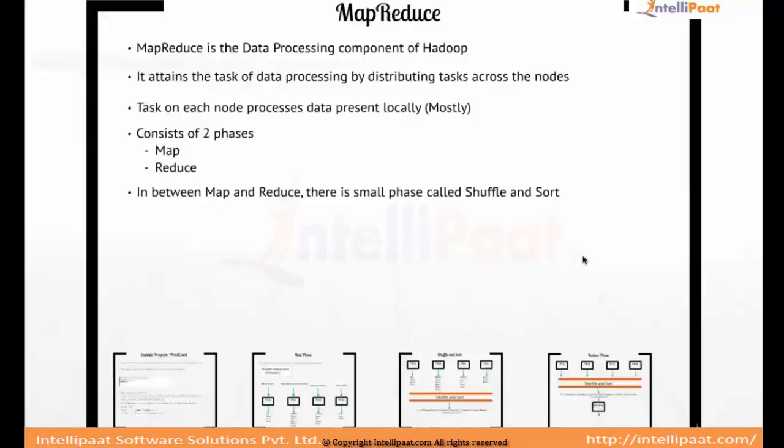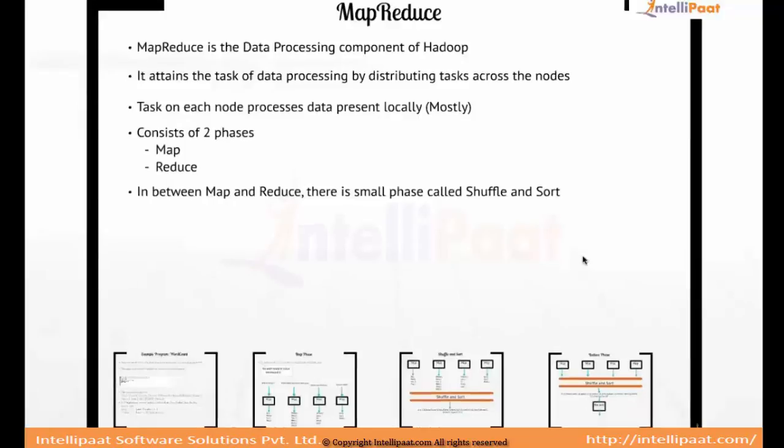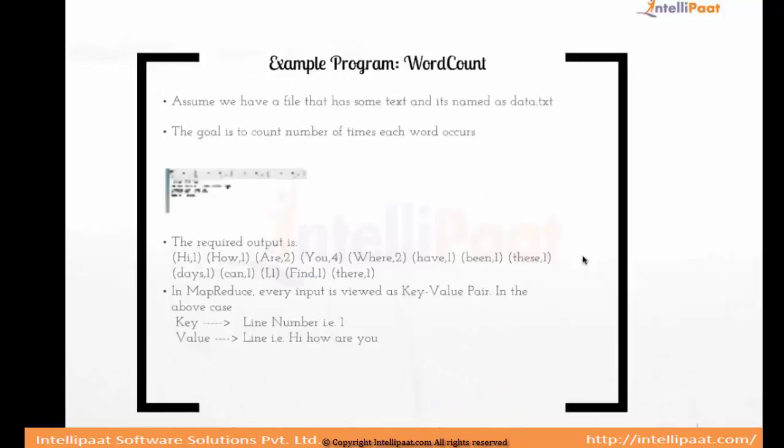So MapReduce is the data processing component of Hadoop. It attains the task of data processing by distributing tasks across the nodes. Task on each node processes data locally. The data is processed locally. So we've seen that there are two phases, map and reduce, and in between map and reduce there is a phase called shuffle and sort. So let's understand this.